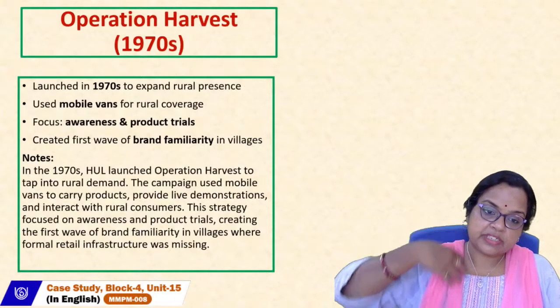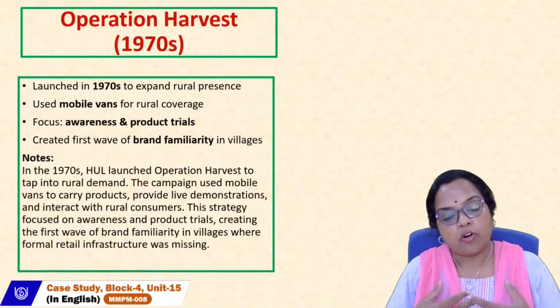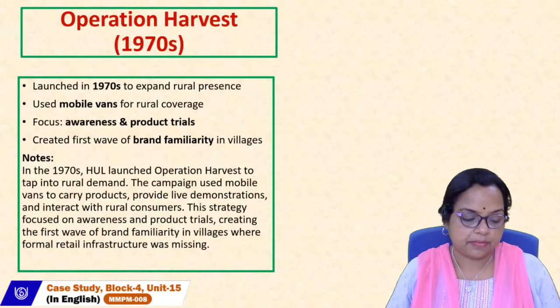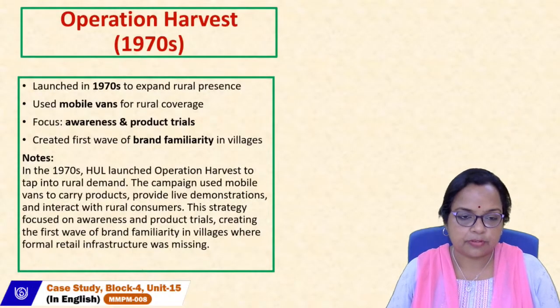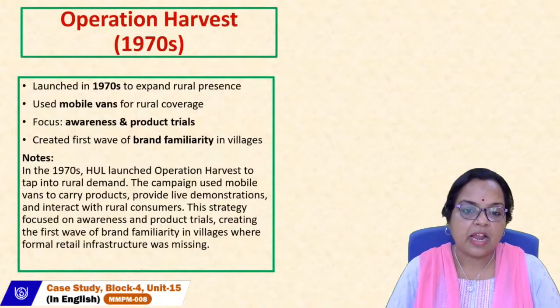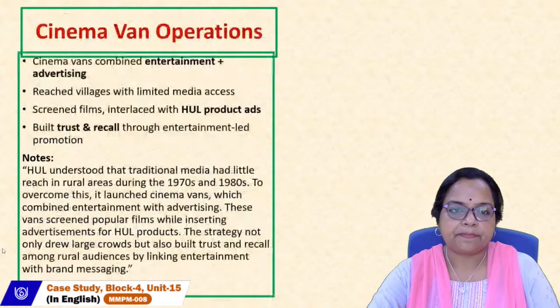So when formal retail infrastructure was missing, HUL already reached the village buyers through mobile vans with all the products the company has, and interacted with the consumers to sell their products as per their demand. This was Operation Harvest in the year 1970.